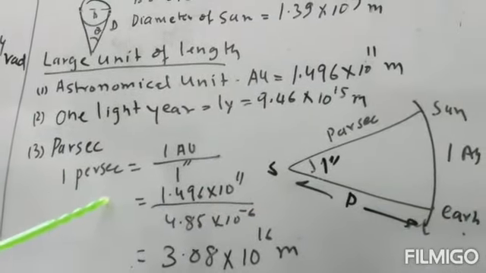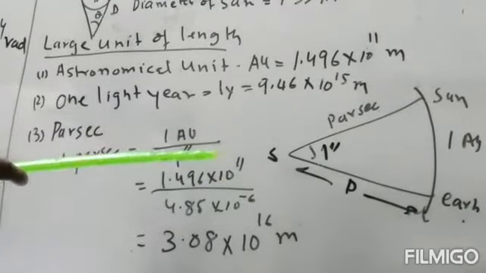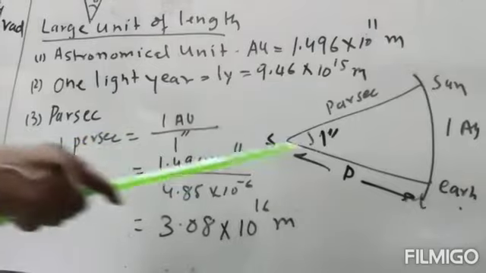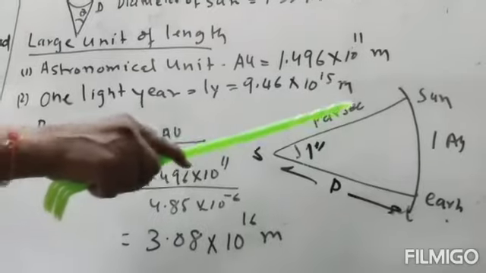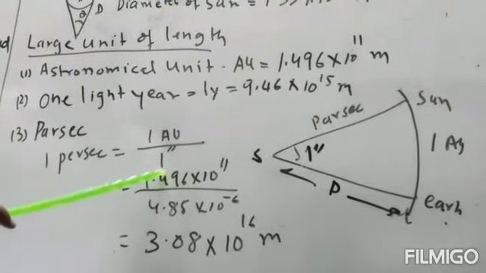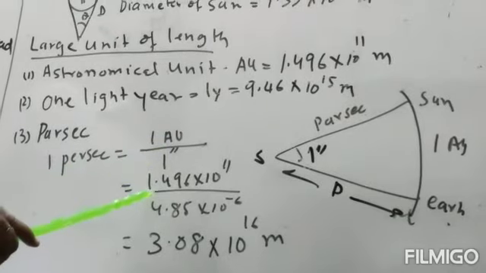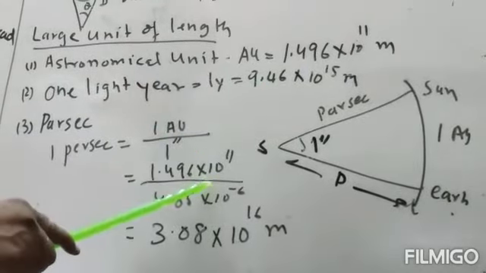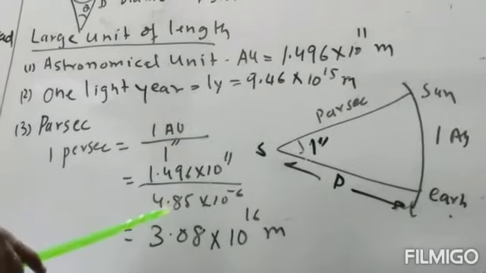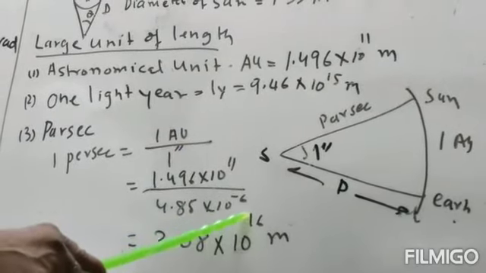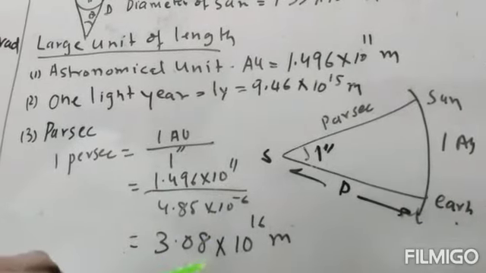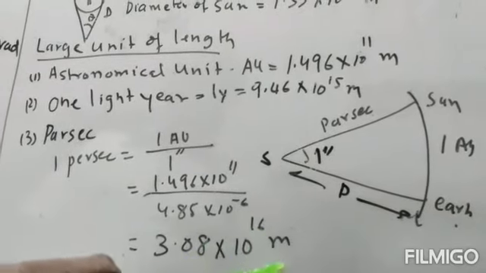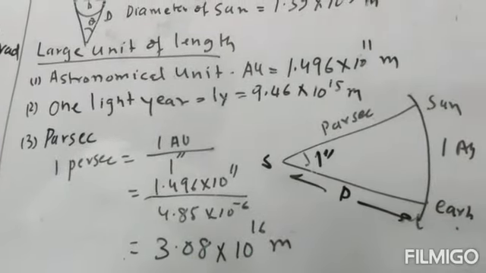So 1 parsec is equal to arc by radius. So this distance will be equal to arc, which is your 1 astronomical unit, divided by angle theta, 1 second. So it is equal to 1.496 into 10 raised to 11 divided by 1 second, which is 4.85 into 10 raised to power minus 6. We calculate it, and this will be equal to 3.08 into 10 raised to 16 meter. So this is the largest unit of the measurement of distances.